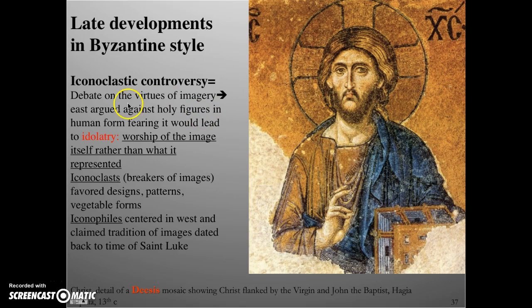So one of the things that takes place late in the Byzantine Empire is the iconoclastic controversy. There's a real debate on the virtue of images. Is it okay to have holy figures in human form in works of art? Do we begin to worship the image rather than what it represents? So you end up having this division of people, the iconoclasts, people who want to break the image, and you actually have destruction of mosaics like this. They favored designs and patterns, or the iconophiles centered in the West, and they were okay with imagery. They supported this sort of image as representation of Christ.